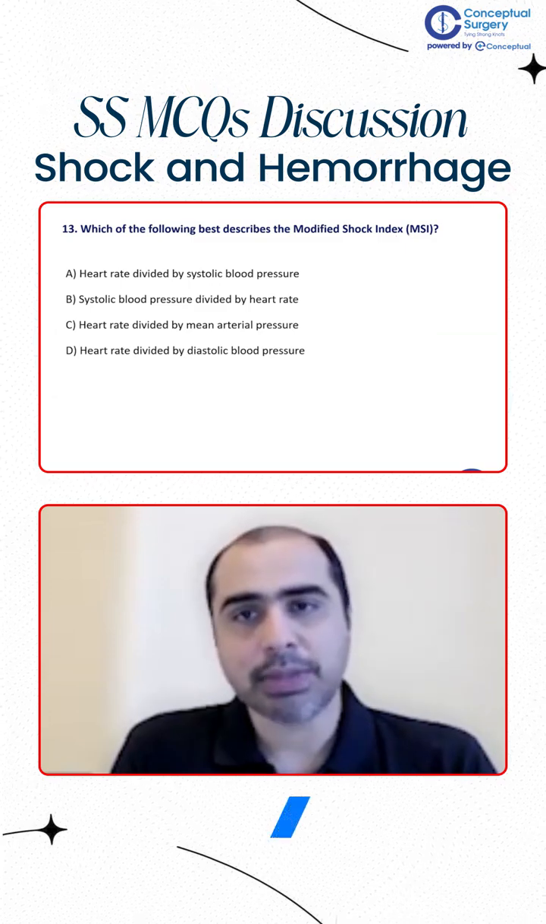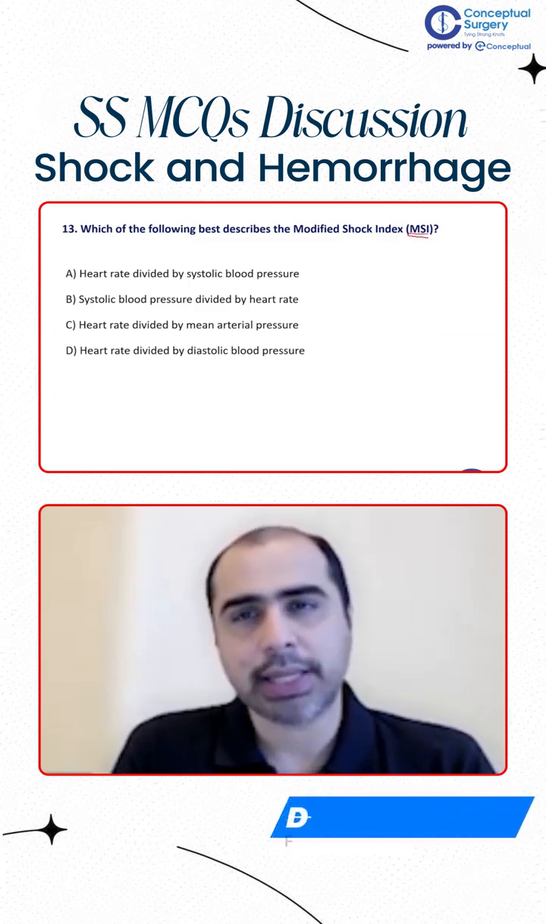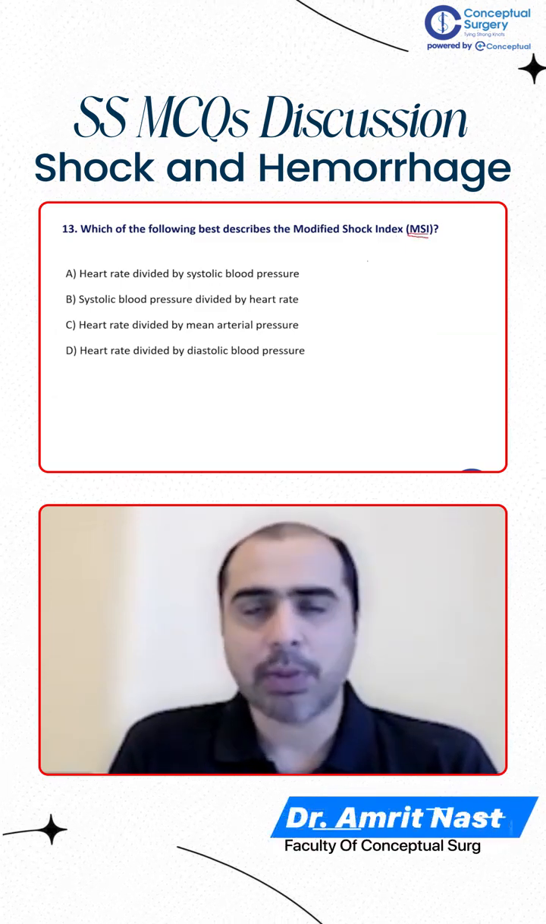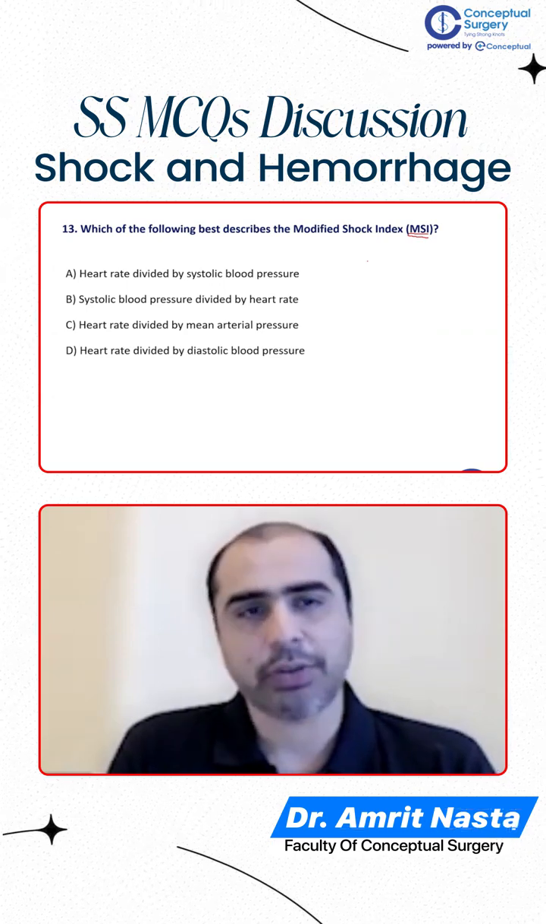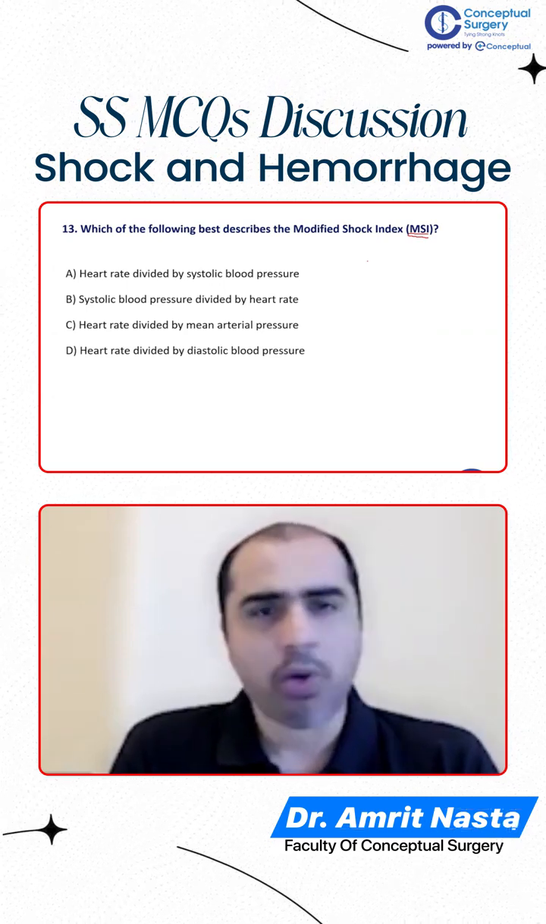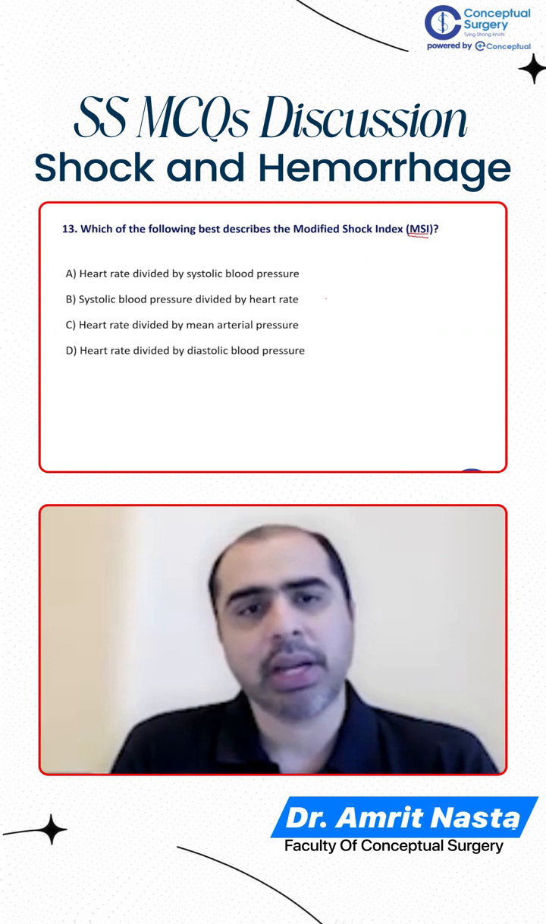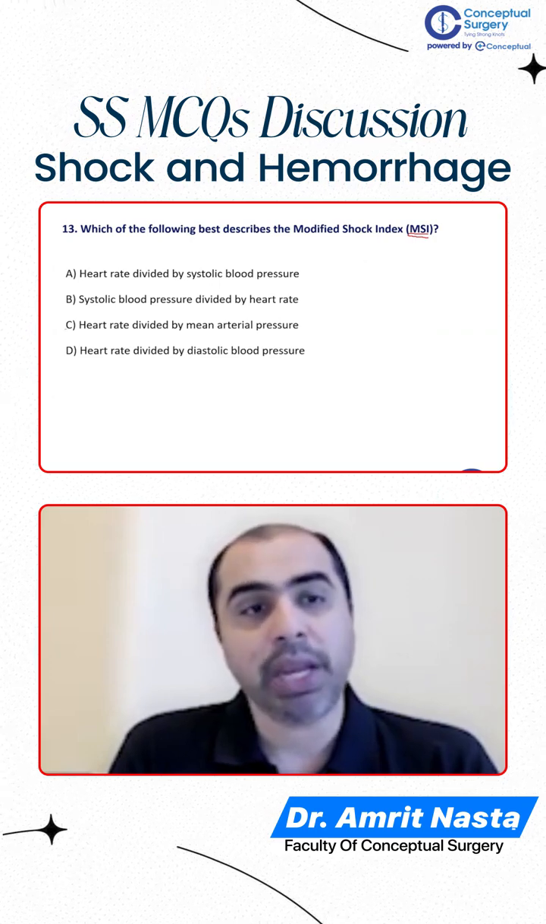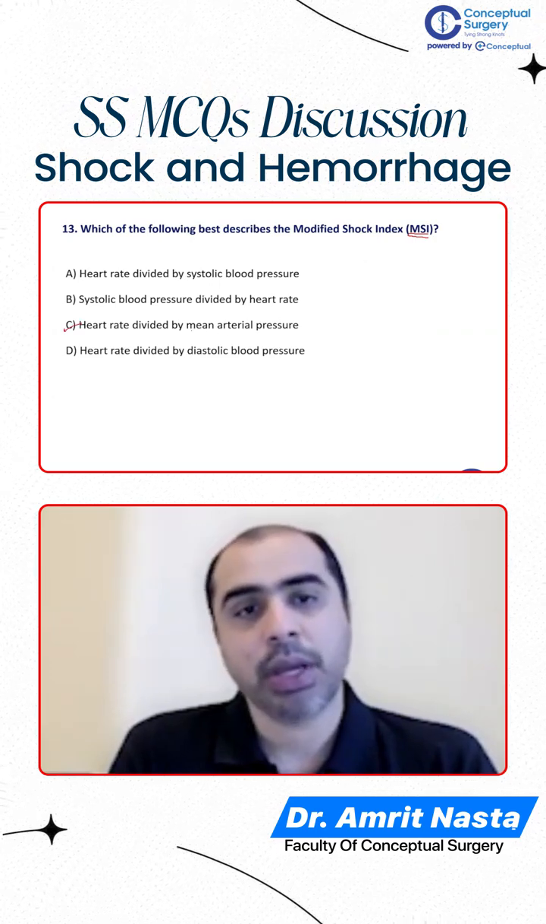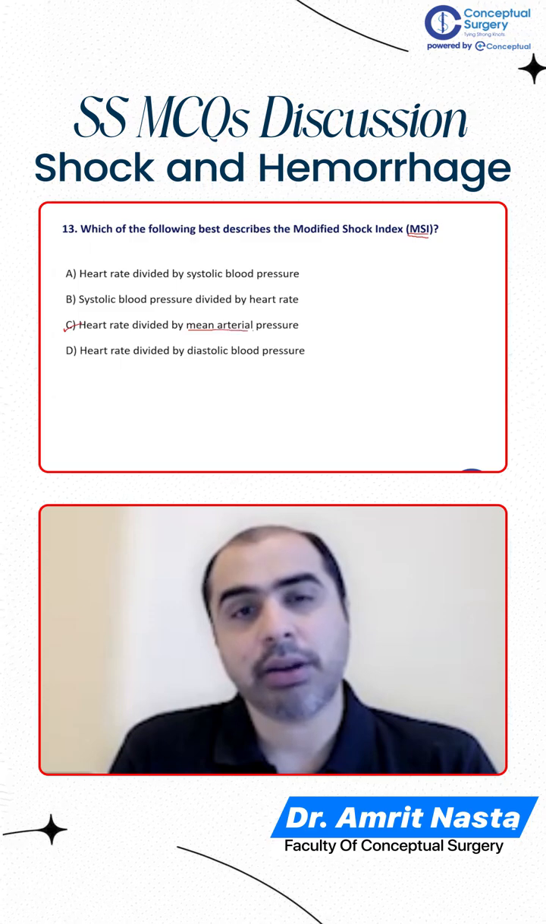Which of these describes modified shock index? Easy thing. It is something that will tell you the prognosis in a patient of shock. It's a bedside test. What you are going to do, you are going to measure the heart rate and divide it by the mean arterial pressure.